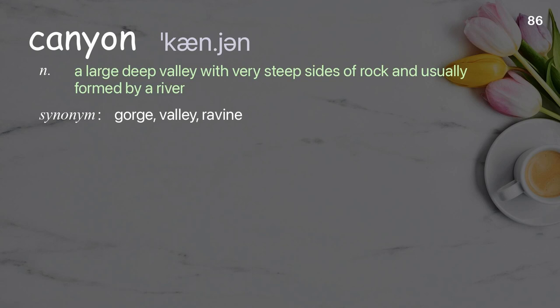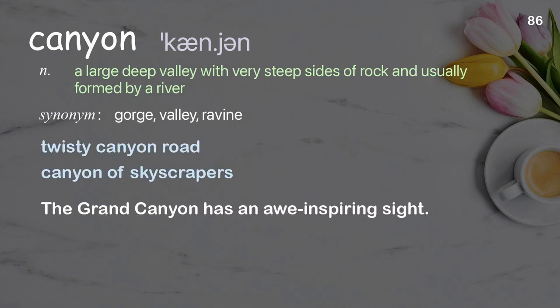Canyon. A large deep valley with very steep sides of rock and usually formed by a river. Examples: twisty canyon road, canyon of skyscrapers. The Grand Canyon is an awe-inspiring sight.